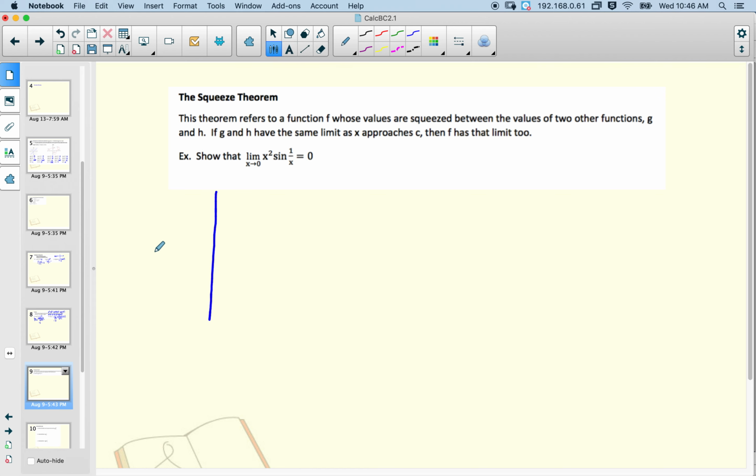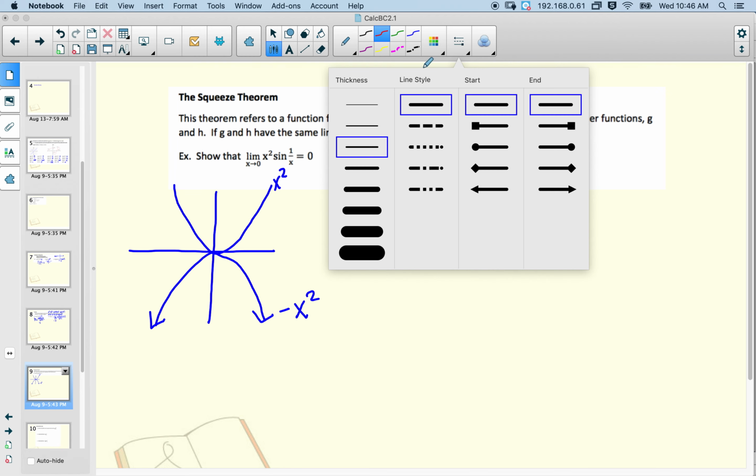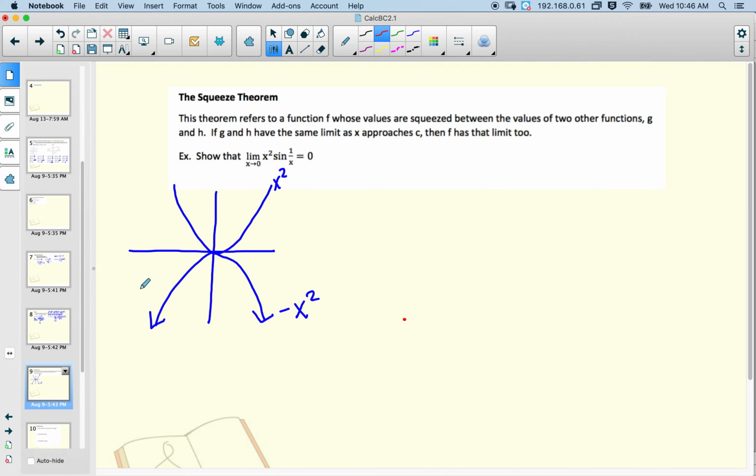Okay, so this is what it looks like. So this is our x squared. And this is our negative x squared. And this is our, I might make it red. I'm going to make our other function red on here. It kind of does something weird, doesn't it? Kind of goes up, and then it does something weird, and then it goes down, and then like this. All right, so we've squeezed this function right here in between two functions that we know pretty well.